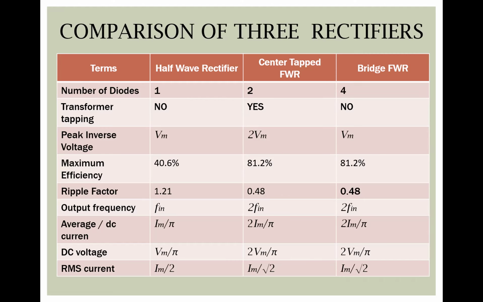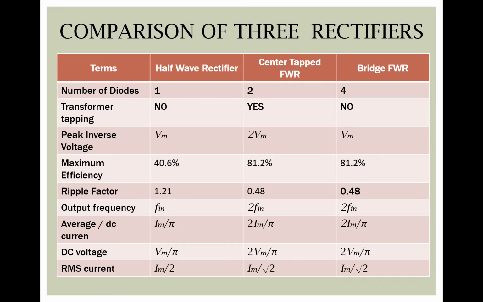Next, coming to the ripple factor, 1.21 is the ripple factor of the half wave rectifier. Next, 0.48 is that of the full wave rectifier. For the bridge rectifier also, the ripple factor is 0.48. Coming to the output frequency, the output frequency of the half wave rectifier is F in, and the output frequency of the center tap full wave rectifier is 2 F in. For the bridge rectifier, it is the same.